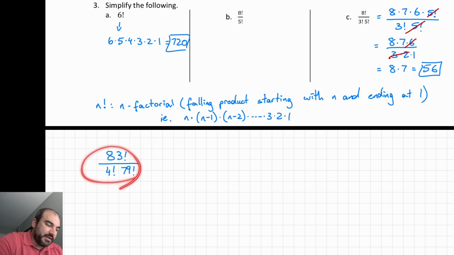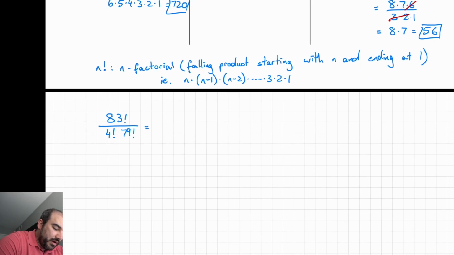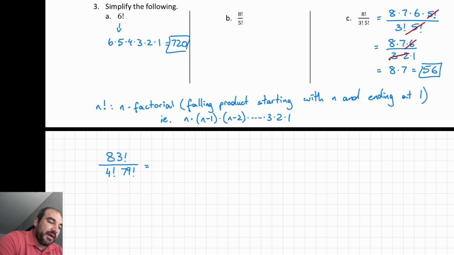The reason why we're seeing this stuff is because when we get into more and more different methods of counting problems, we're going to see these functions show up. So how would we do this one? Well, we would do the same thing we did with this 8 factorial, 5 factorial situation. When I start writing the 83 factorial, I have 83 times 82 times 81 times 80 times 79.